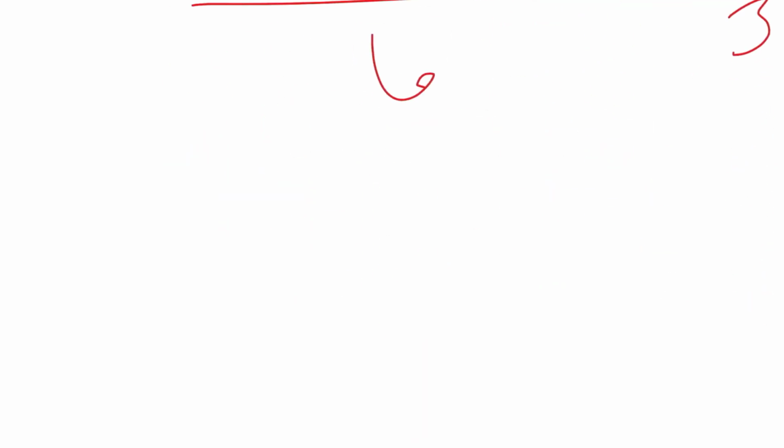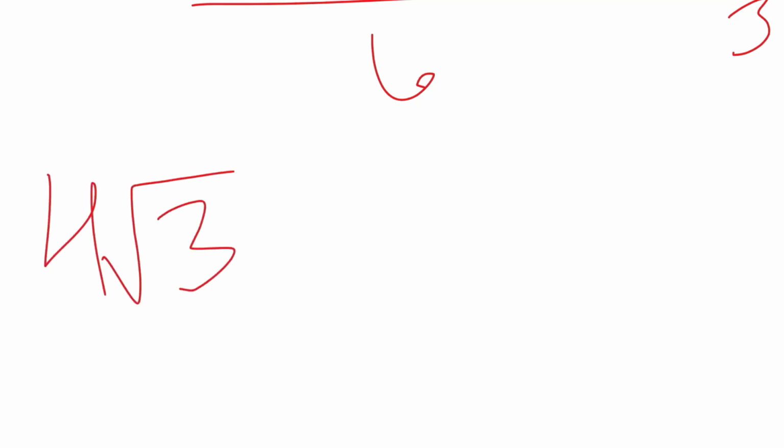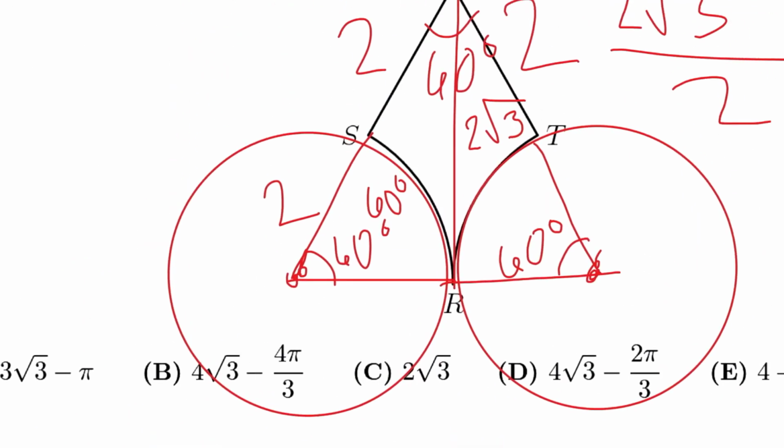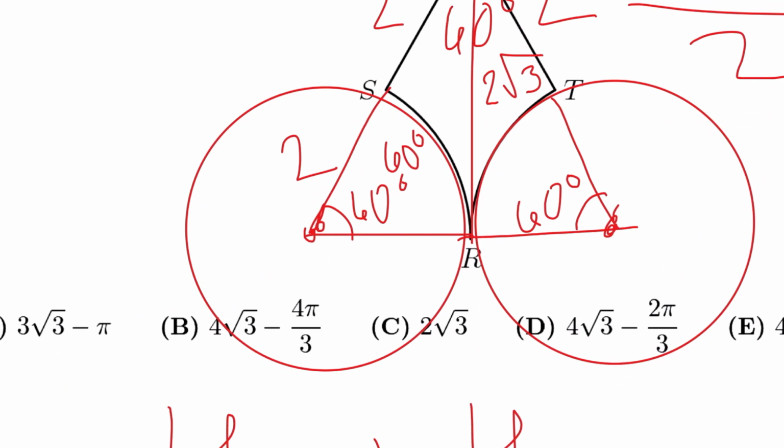So now we can find our area. 4 root 3 is the area of the equilateral triangle, and we subtract the area of the 6ths of the circles. So that is our answer. We see that that is B right over here. So B is our answer.